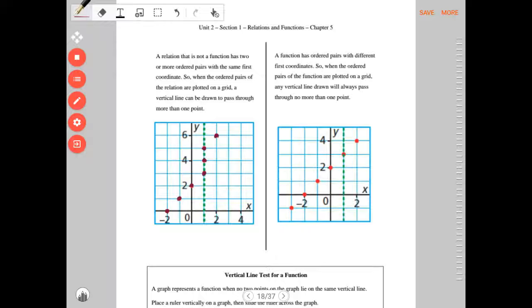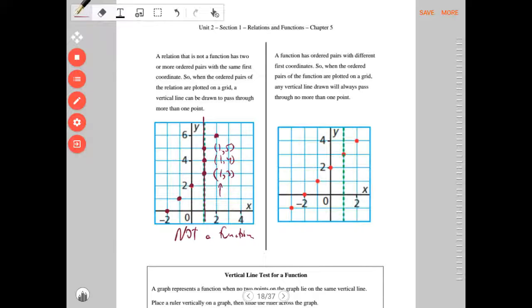Now if you look, these 3 points here all have the same x coordinate. This is the point 1, 3. This is the point 1, 4, and this is the point 1, 5. As soon as you have the same x coordinates, it's no longer a function. How that shows up on a graph is these points show up in a vertical line. So you can draw a vertical line through more than one point. So this is not a function.